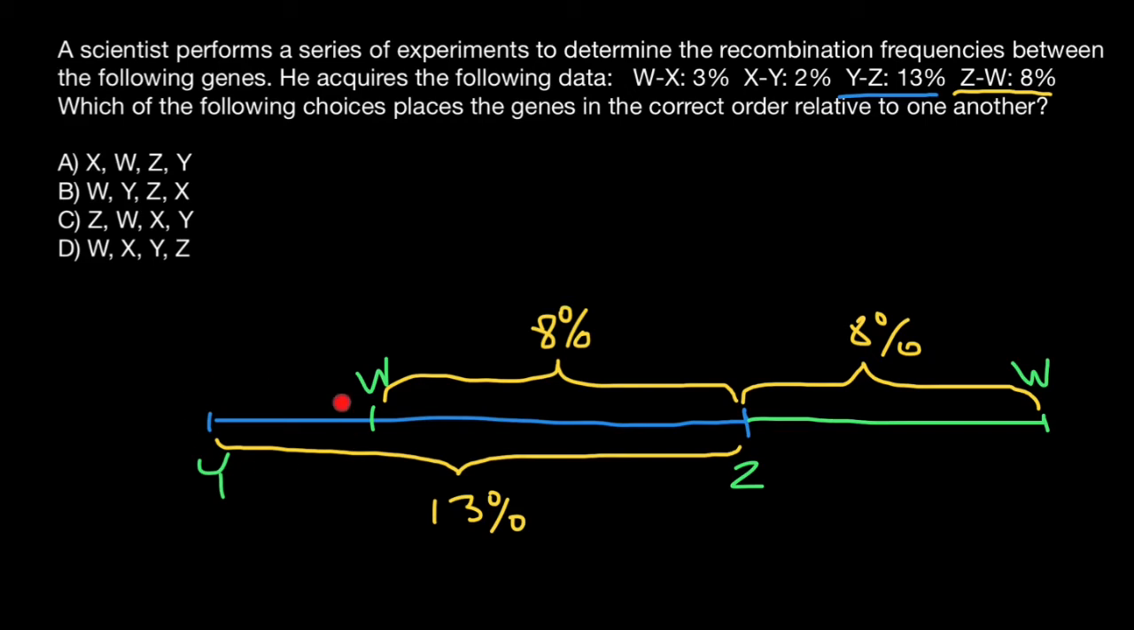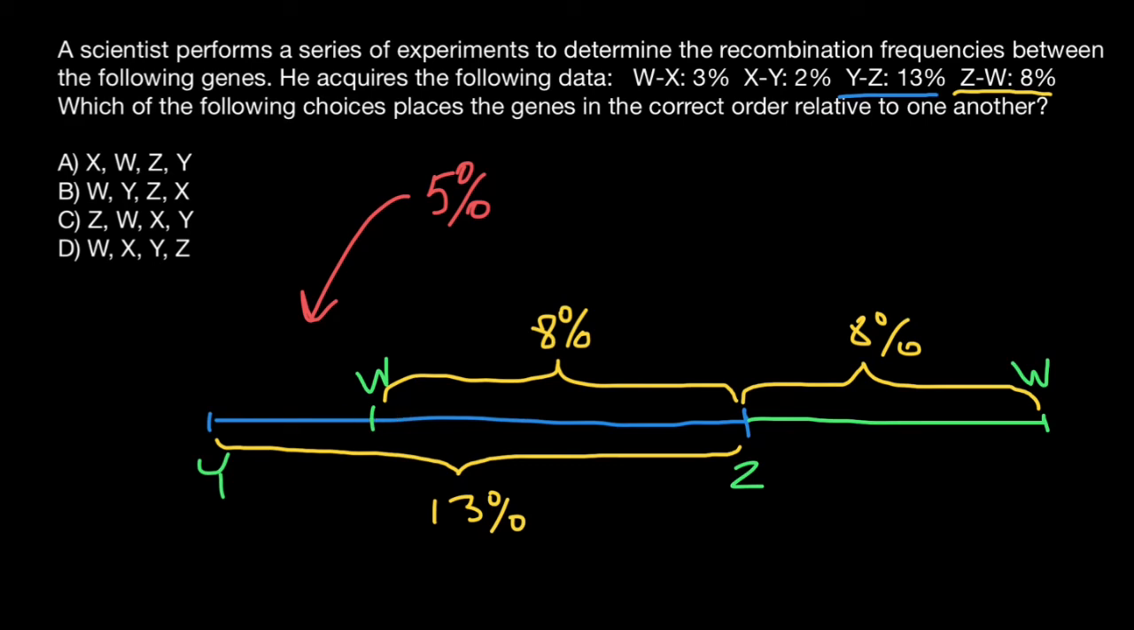By the way, take a look at this fragment here. We have 13% and 8%, so 13 minus 8 is going to be 5. So this fragment is 5% recombination frequency. If genes W and Y are separated by this distance, we expect between these two genes 5% recombination frequency.